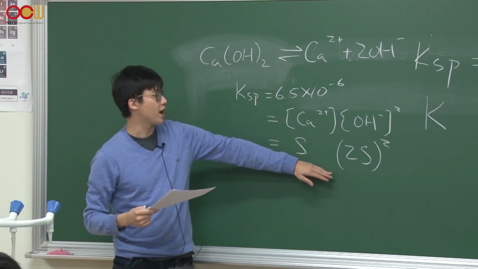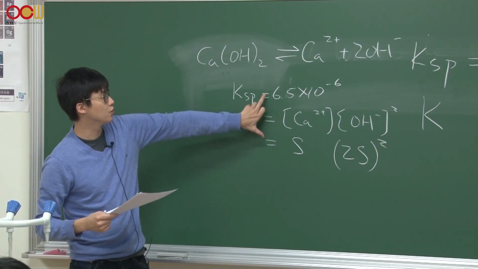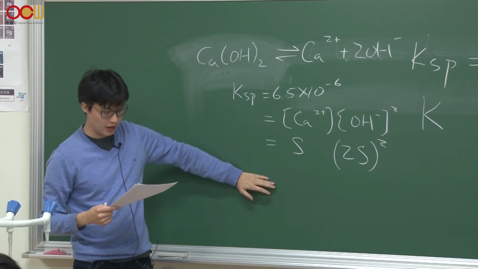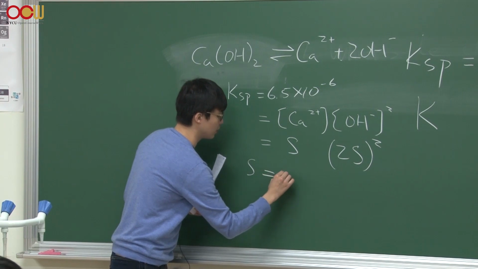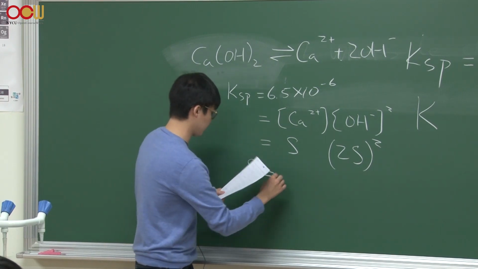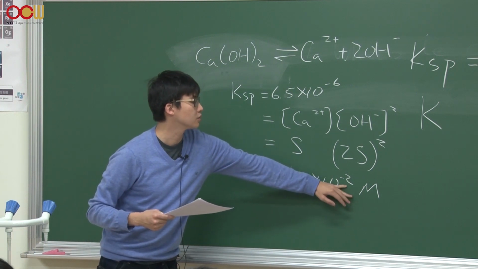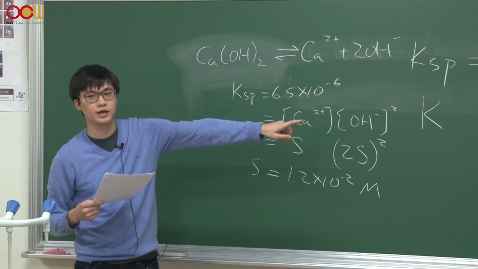Then you solve for S. You set these two equations equal to each other, solve for S, and then you should be able to get the solubility of calcium hydroxide. No, actually this is a mole, right? So that means the lead fluoride is dissolved.